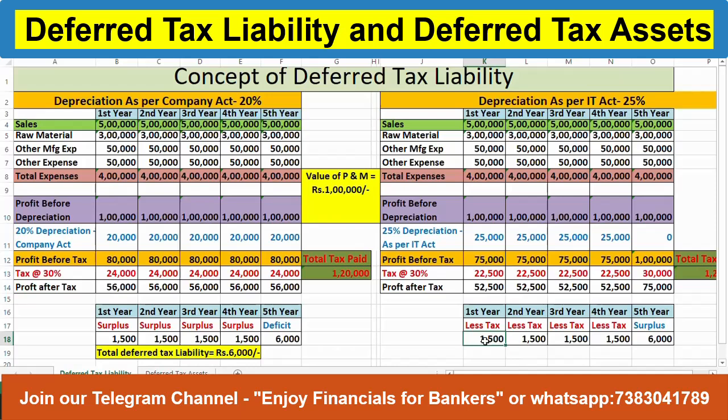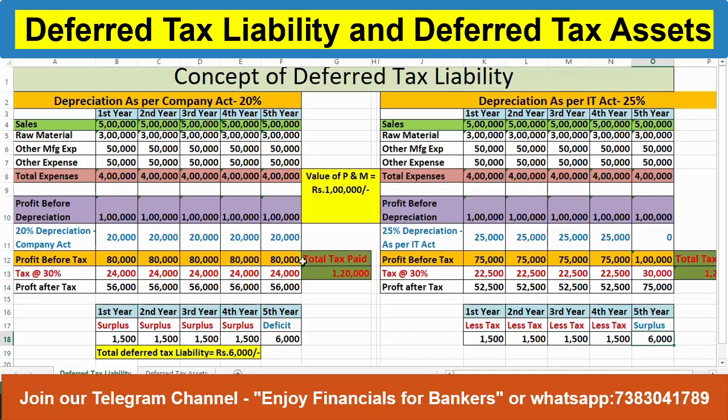Because it will appear in the form of deferred tax liability, as I said already, since the amount is not payable immediately within a period of 1 year. So now the company will have 6,000 rupees of surplus. It means they have debited 24,000 but paid 22,500, so 1,500, 1,500, 6,000 surplus is lying with the company over the period of 4 years.